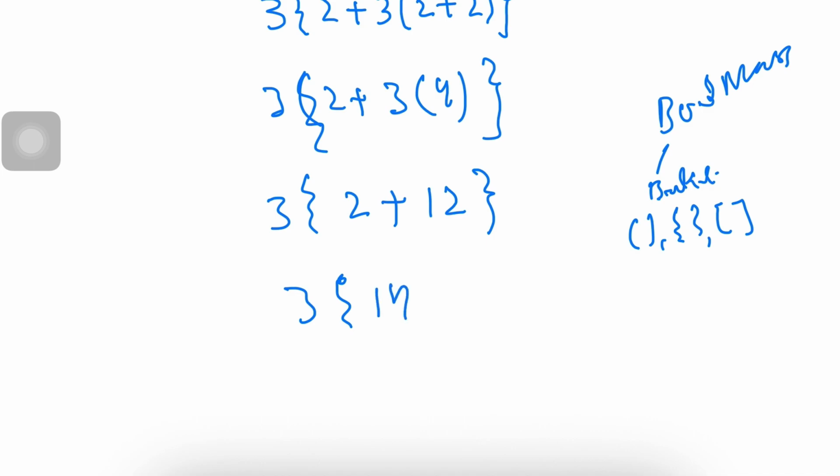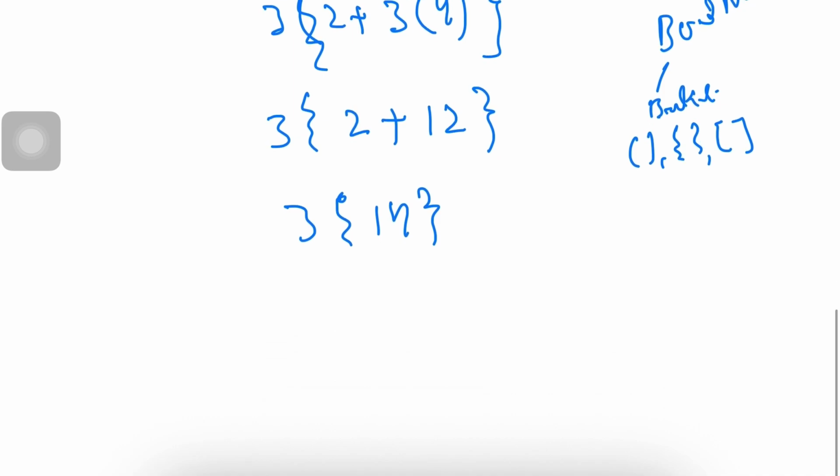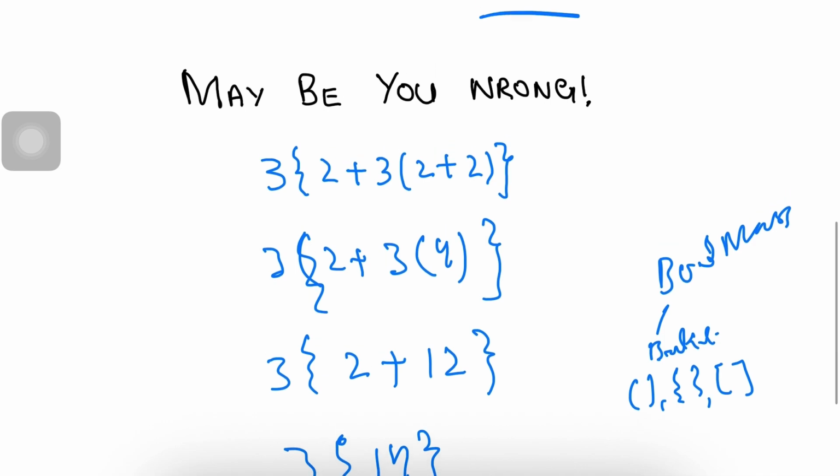So here we write 14. Now, the of condition after the curly bracket is simplified. So 3 multiplied by 14: 3 times 4 is 12, 1 carry, and 3 times 1 is 3, plus 1 is 4. 42 is our final answer of this basic question.